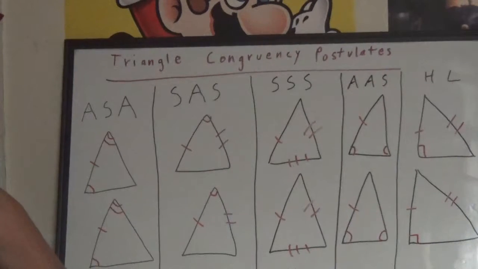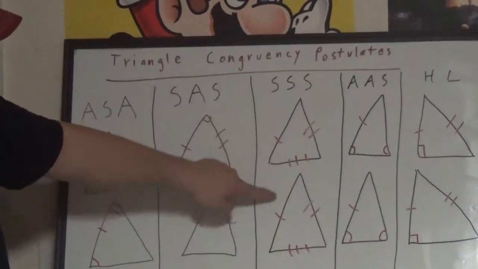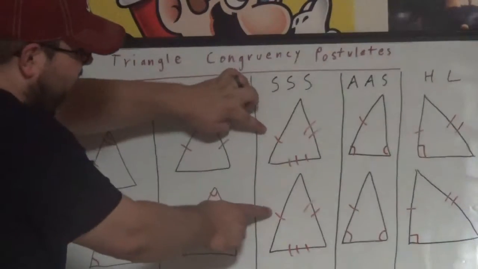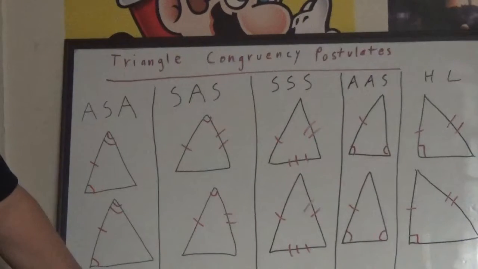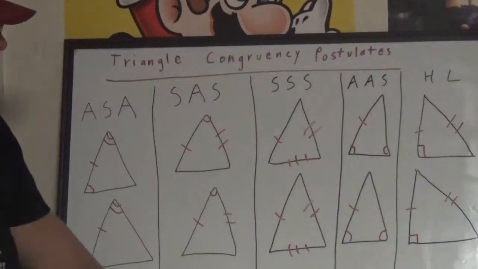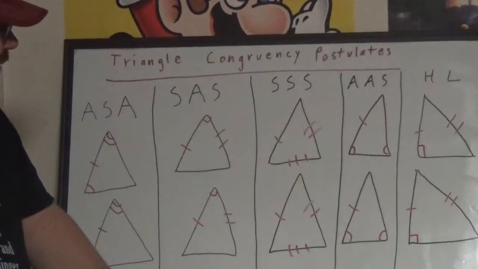The next one is SSS, side, side, side. This is the easiest one to notice. What do we not have here? Angles on this one. We don't have any angles marked. However, we have side, side, side. All the sides are marked as congruent, which is the definition of congruent triangles. All 3 sides are the same. They also have the same shape, of course. So it's side, side, side congruency.